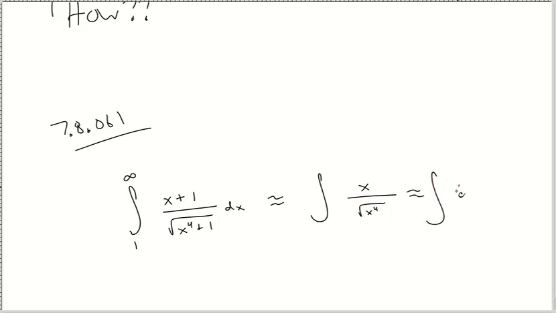78061. So I've got the integral from 1 to infinity. This is actually the last one, of x plus 1 divided by the square root of x to the 4th plus 1 dx. And I'm using the comparison stuff again. This one's actually going a lot more smoothly because there's a 1 right there. So let's do the math here. This is basically equal to x divided by the square root of x to the 4th, which is basically equal to x over x squared, which is basically equal to 1 over x.